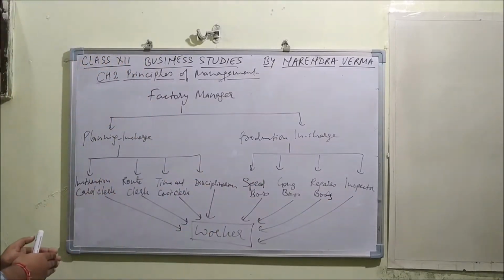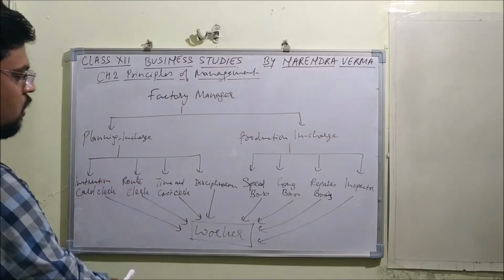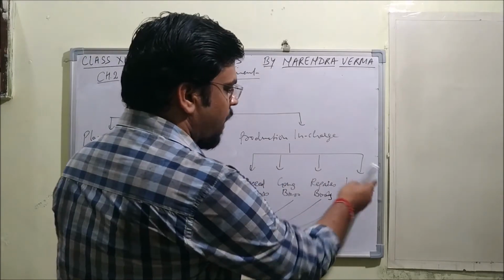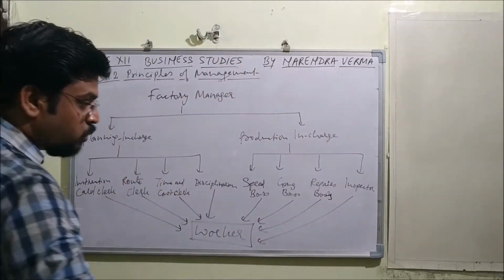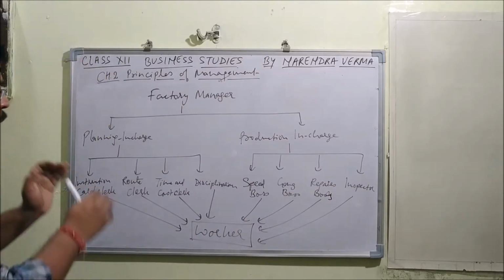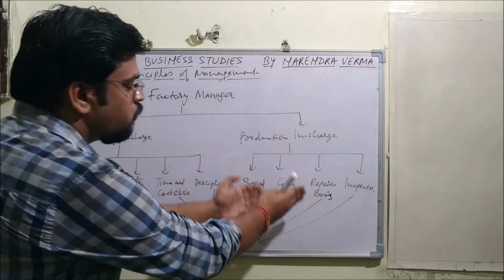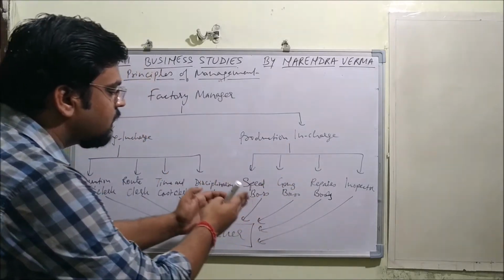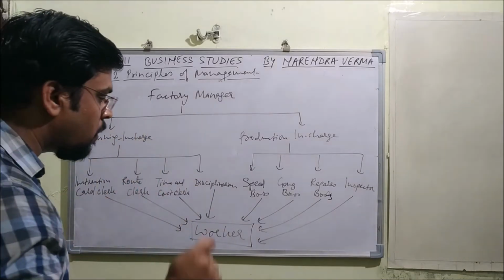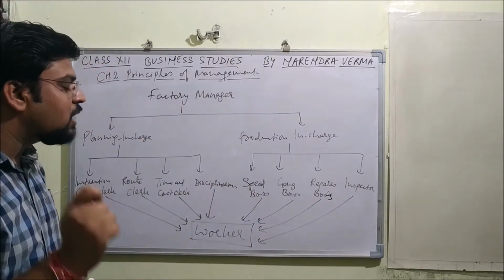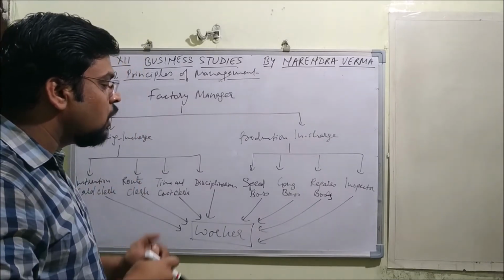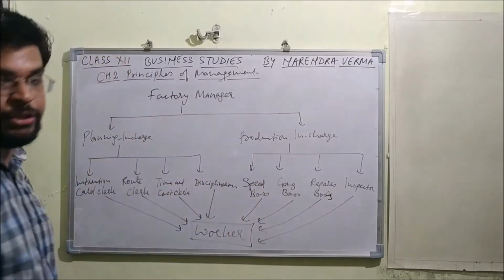So what are the 3 clerks? Instruction card clerk, route clerk, time and cost clerk, and the disciplinarian is here. And speed boss, gang boss, repairs boss, and inspector are here. Now see the arrows. These arrows indicate towards the worker. It means all these 4 plus these 4, all 8, are giving instructions to workers. A single worker will be receiving commands, instructions, directions from all these 8 specialists.